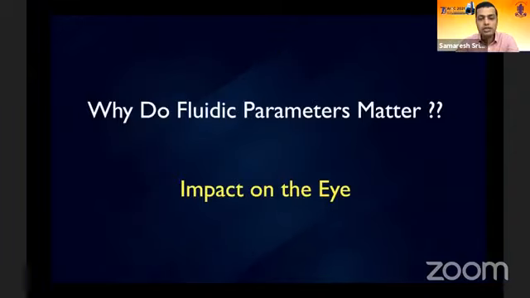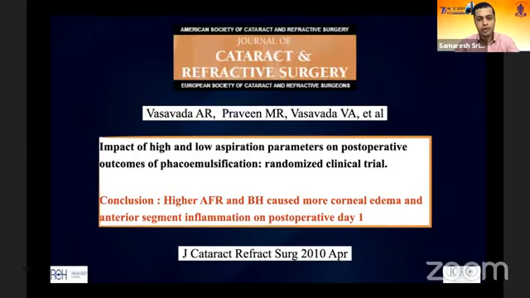And so I think we're going to discuss how and why these fluid parameters are important and what impact they do on the eye actually. And why should we move from doing a surgery and finishing a cataract surgery to now looking at the finer nuances of looking at these parameters and trying to fine tune them.